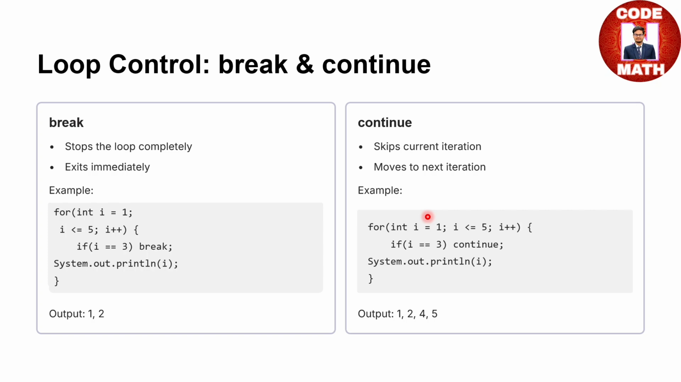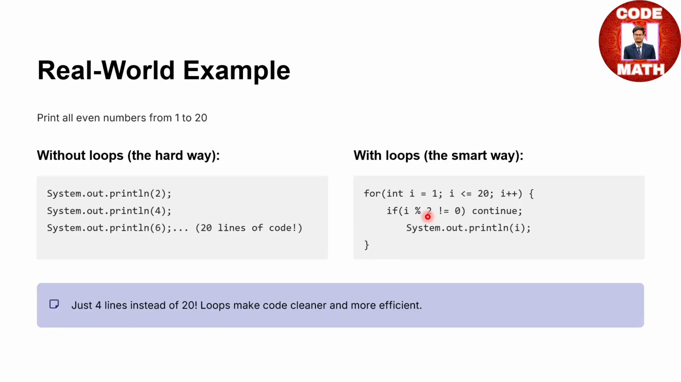Okay, so in a real world example, we can say that printing even numbers without a loop is boring and with a loop is magic. So here we can see that if you want to print the even numbers from 1 to 20, then we have two options, with loops and without loops. If we talk about without loops, then we need to print them directly, like 2, 4, 6, up to 20, means 20 lines of code will be there.